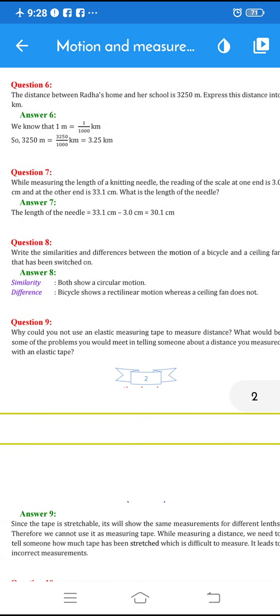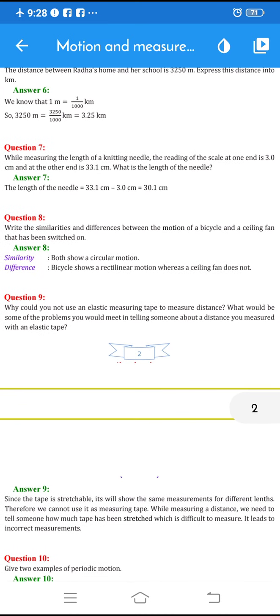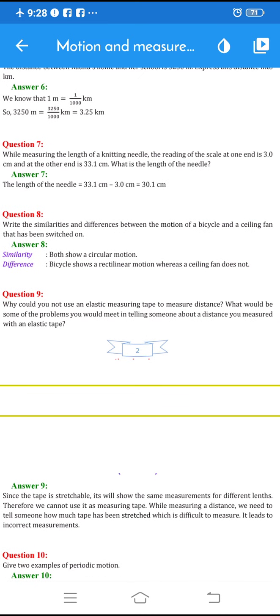Let's see question number 7. That's quite simple. The length of a knitting needle is going to be measured. While measuring, the reading of the scale at one end is 3.0 centimeter, or 3 centimeter, and at the other end it is 33.1 centimeter. Means the beginning part of the scale has been broken, so you started measuring from 3 centimeter. You have to calculate the length of the needle.